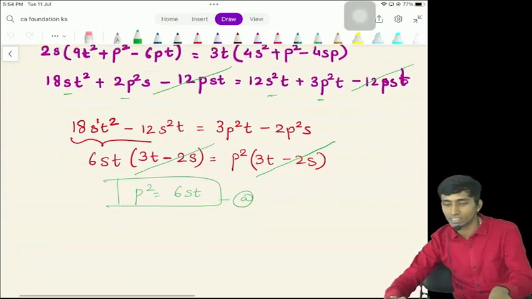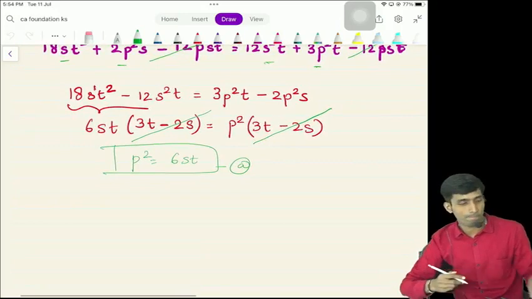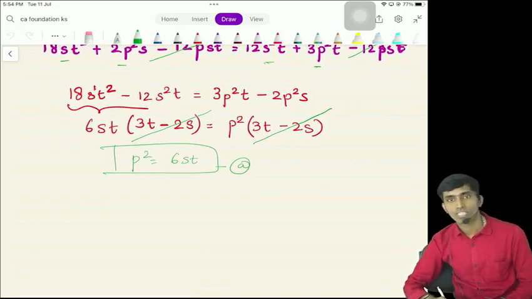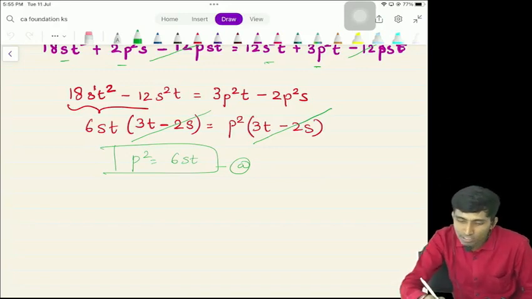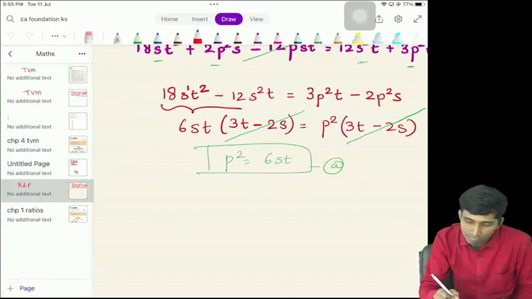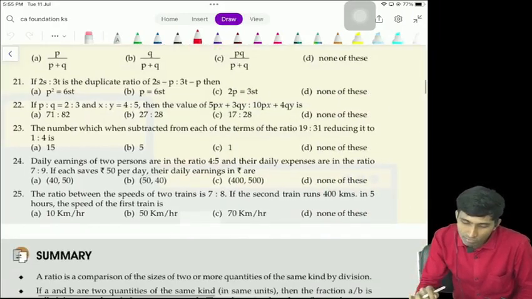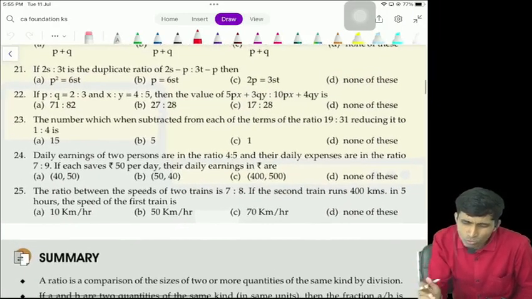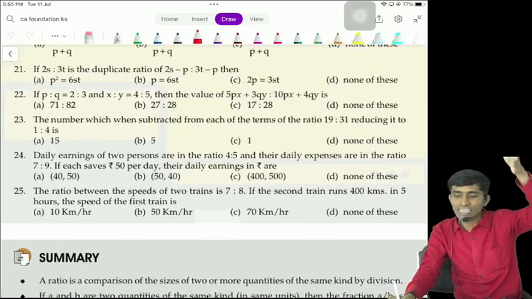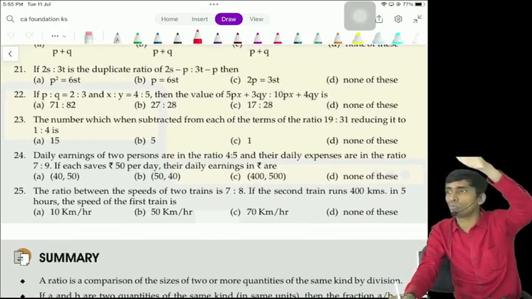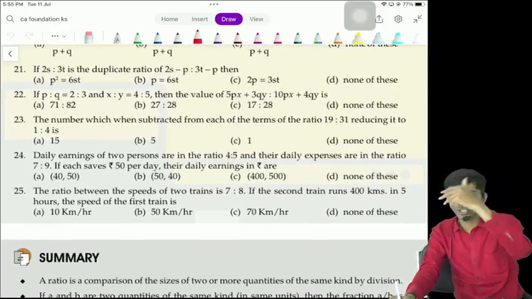Completed? Done? Next sum? Don't waste time. Come on. Let's proceed to the next sum. Easy. Which question is it? 22. P is to Q is given. X is to Y is given. They are asking you the value. What will you do? Come on, substitute. Get the answer.